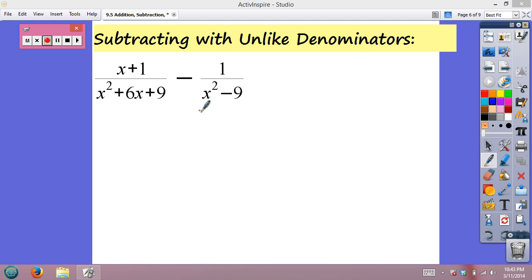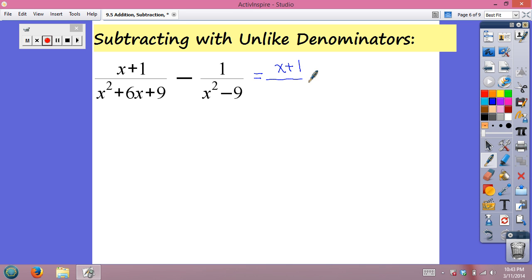So in this example, we will be applying the same idea, except notice now we're going to be subtracting. So we'll factor our first denominator. So we're going to get x plus 1. Factoring this, we're going to get x plus 3 times x plus 3, also known as x plus 3 squared, minus 1 over, factoring the denominator in our second fraction, we're going to get x plus 3 and x minus 3. So now we need to look for our LCD, our least common denominator.